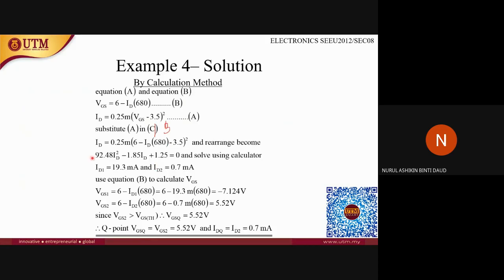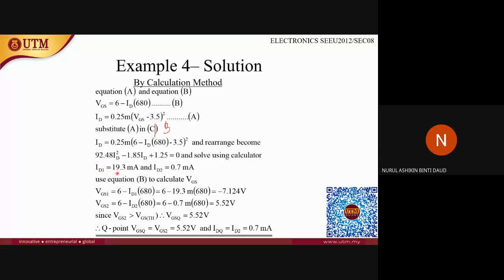This ID, you put inside here, then you will get this ID. It will look like this, right? And you have to rearrange. You rearrange, it will look like this. So you will have a quadratic equation. You need to factorize this equation. This factorization can be solved using a calculator, because the value is too big. I hope you know how to solve this factorization using a calculator.